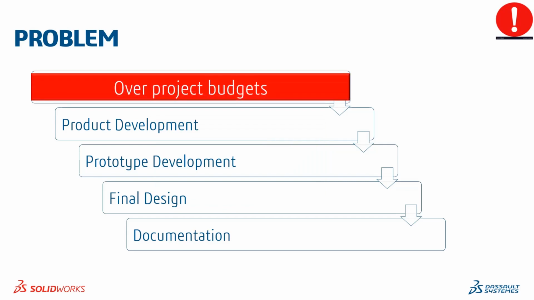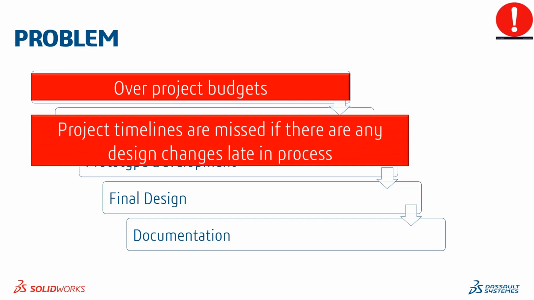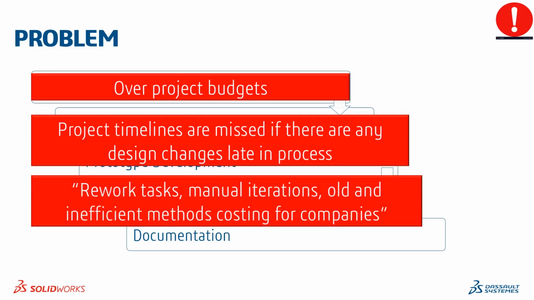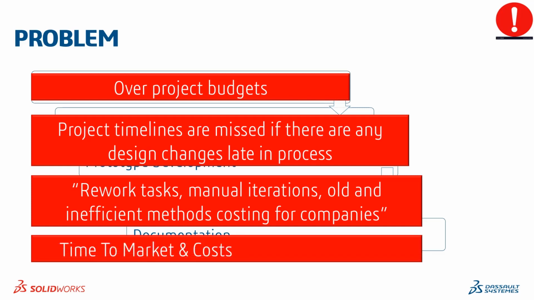Sometimes the rework tasks, manual iteration, and old, inefficient methods in the product development process are costing companies. One question comes to my mind: is your product deliverables ever delayed because documentation was not ready, or are the designs of new products ever delayed because your design engineers were busy writing documentation, or does your customer ever hold back final payment until your final document is delivered?